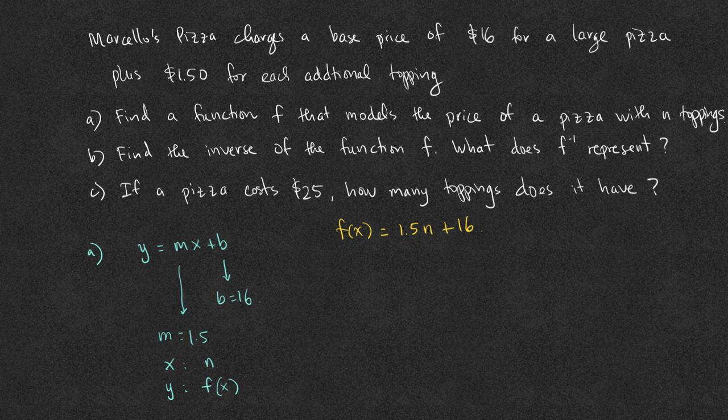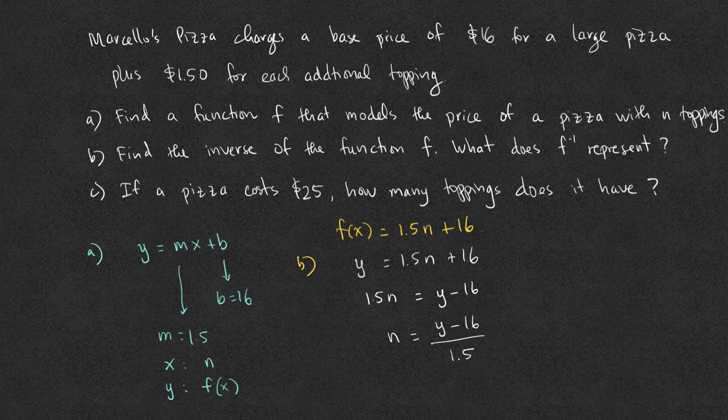For part B, we need to find the inverse of this function. So to find the inverse, the first step is to let f of n equal y equals 1.5 n plus 16. Then we isolate n. 1.5 n equals y minus 16. So n equals y minus 16 over 1.5. This is the inverse function.